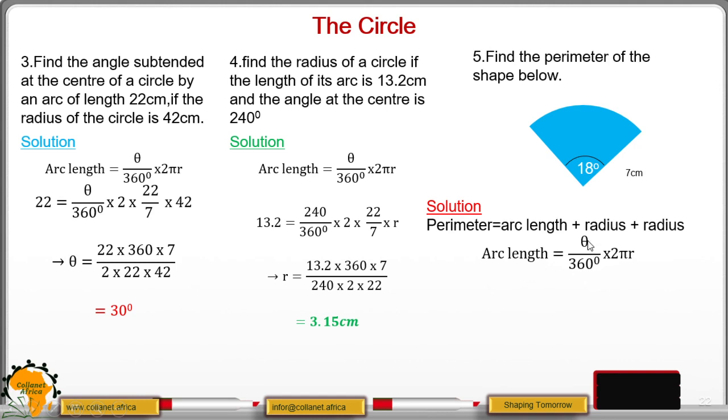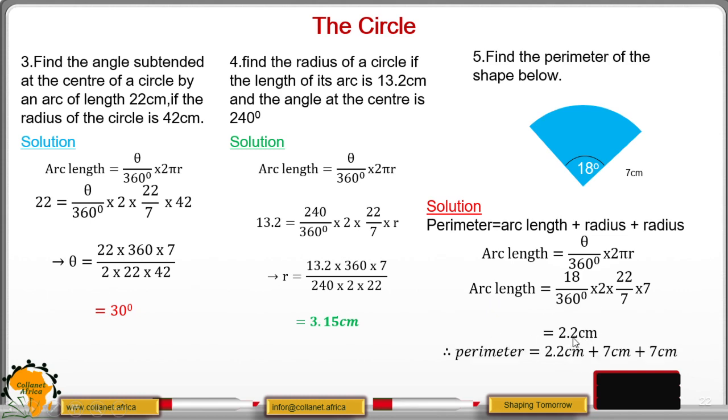The arc length is given by theta over 360 times 2 pi r. Our theta is 18, divided by 360, then multiplied by 2, multiplied by pi, multiplied by the radius, which is 7. By so doing, you find that the arc length will be 2.2 centimeters. So our perimeter will be the arc length 2.2, then plus radius. Remember, we are adding everything here. So when you get the sum, you get that the perimeter of this figure or this shape is 16.2 centimeters.